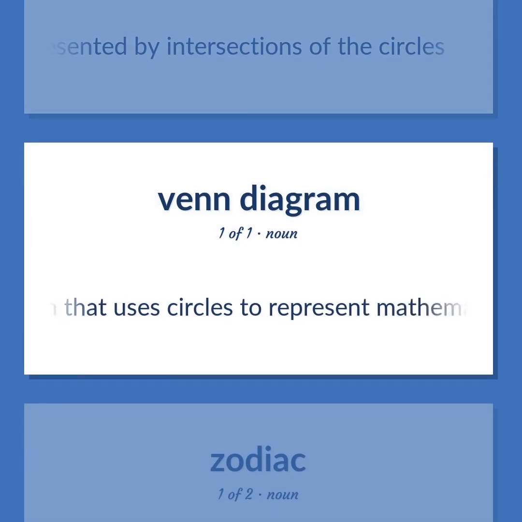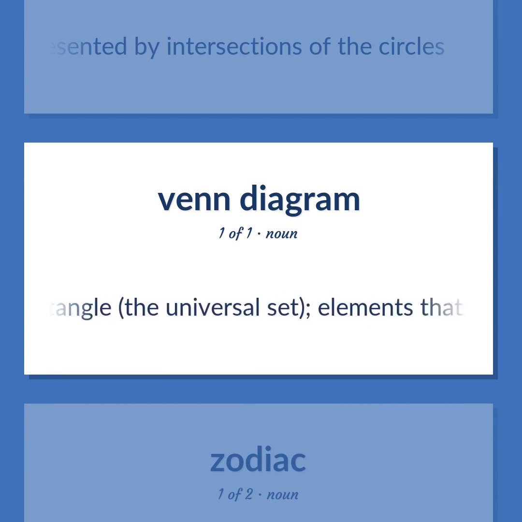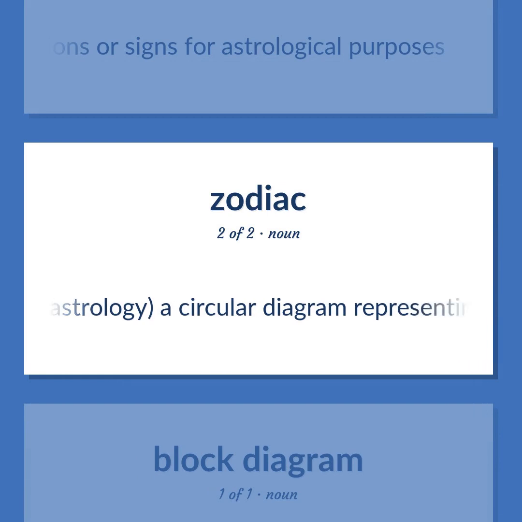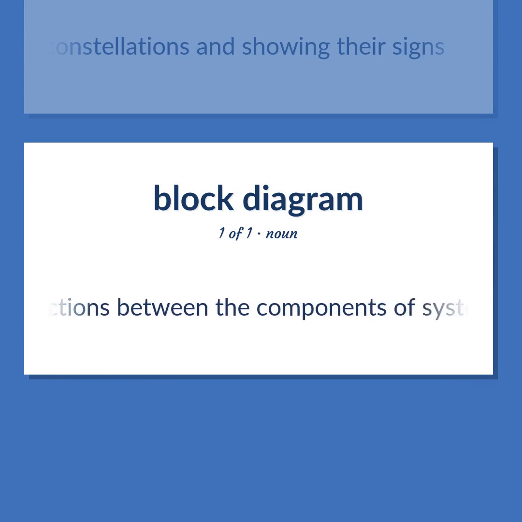A diagram that uses circles to represent mathematical or logical sets pictorially inside a rectangle. The universal set. Elements that are common to more than one set are represented by intersections of the circles. A belt-shaped region in the heavens on either side of the ecliptic, divided into 12 constellations or signs for astrological purposes. Astrology. A circular diagram representing the 12 zodiacal constellations and showing their signs. A diagram showing the interconnections between the components of a system, especially an electronic system.